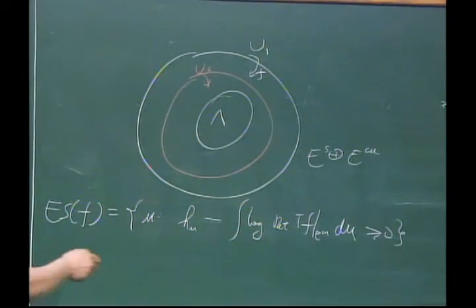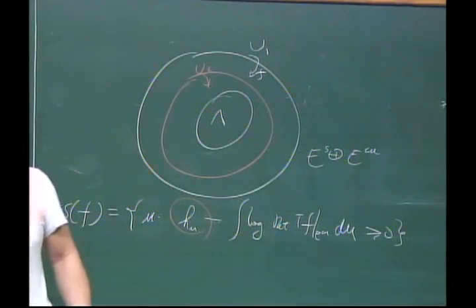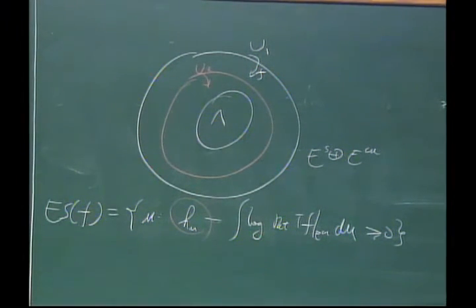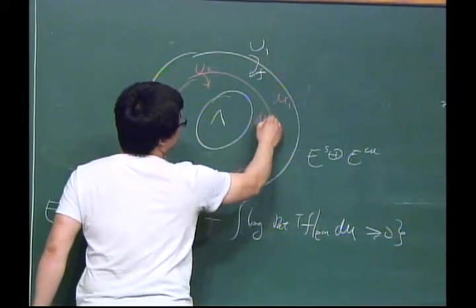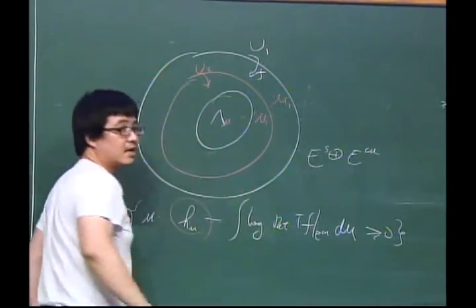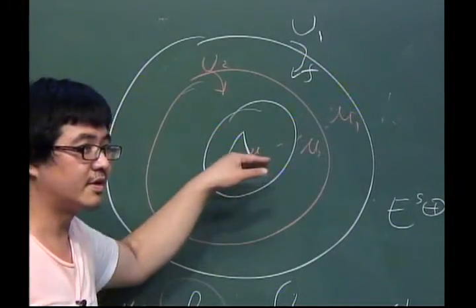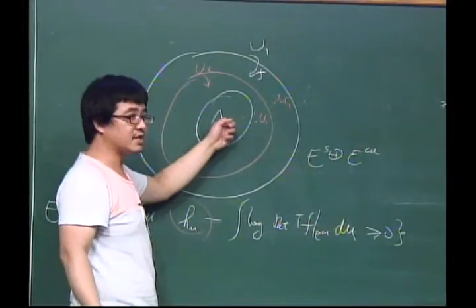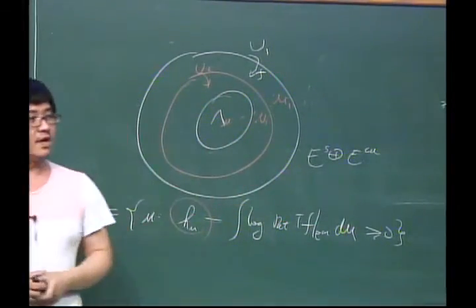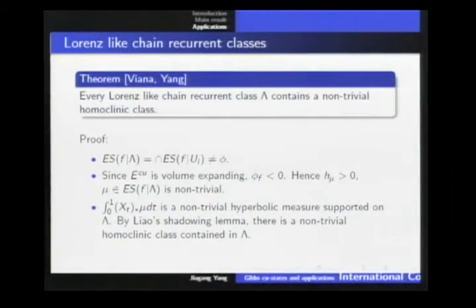Why is it not empty? Because the metric entropy is a semi-upper continuous function. Okay. You take any element in U1, U2, they will converge to some mu here. The metric entropy of mu is larger or equal to the limit. Okay, it's larger or equal, and if each is larger or equal to zero, its limit should be larger or equal to zero. So we get our equilibrium state, which is supported on lambda.